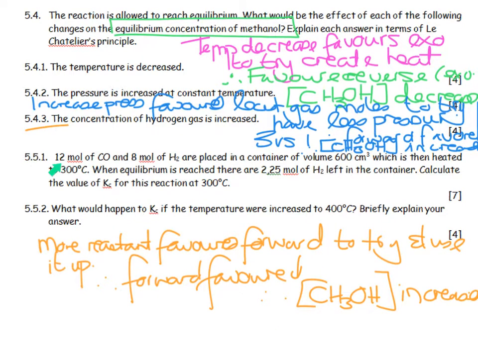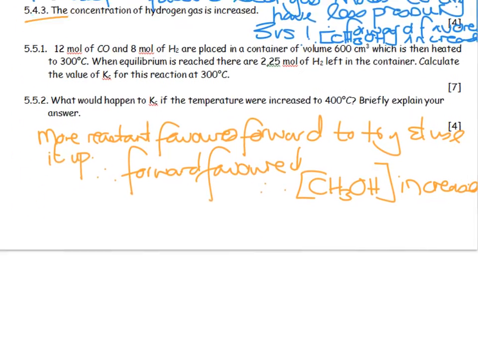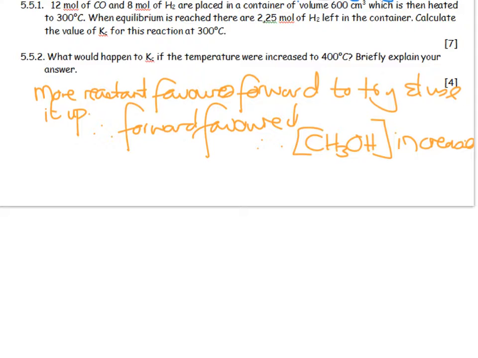We've got 12 moles of carbon monoxide and 8 moles of hydrogen. They get placed into a certain volume and get heated to 300 degrees. When equilibrium is reached, we are given a number of moles of hydrogen. Calculate the value of Kc for this, and we are just going to use a simple Rice table on this. So the first thing is to write down my balanced equation. CO plus 2H2 gives me CH3OH.